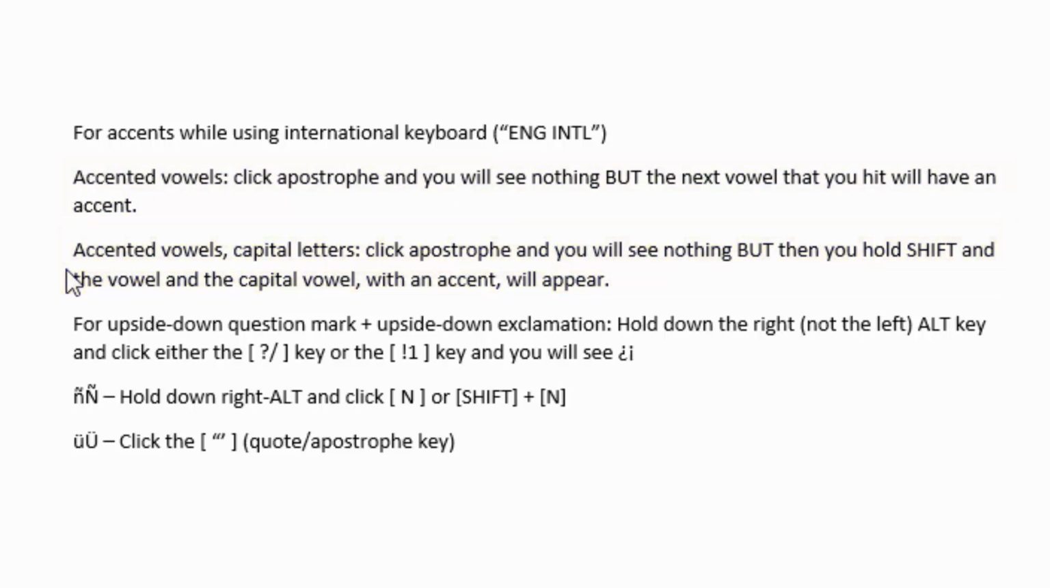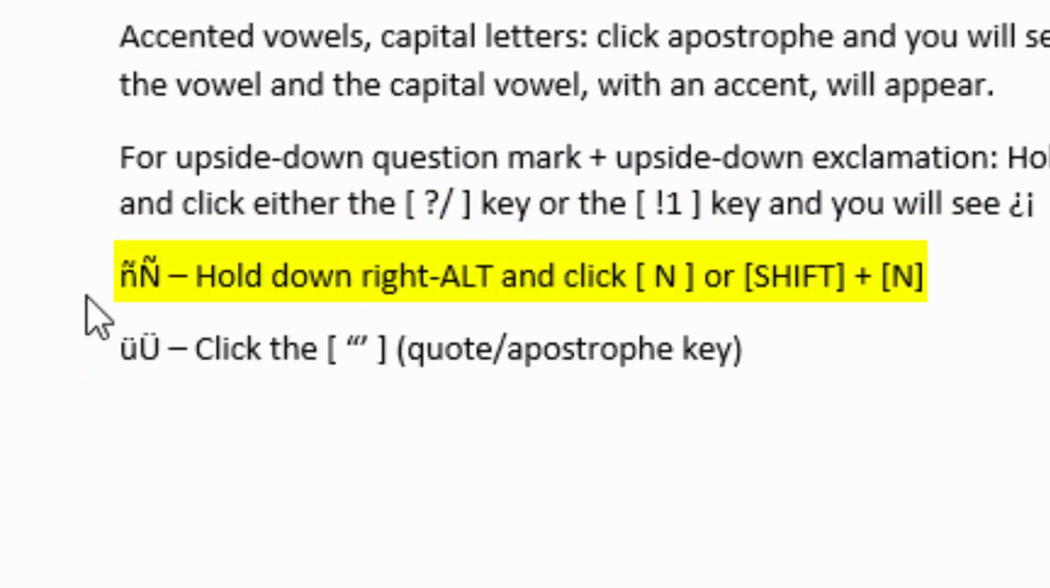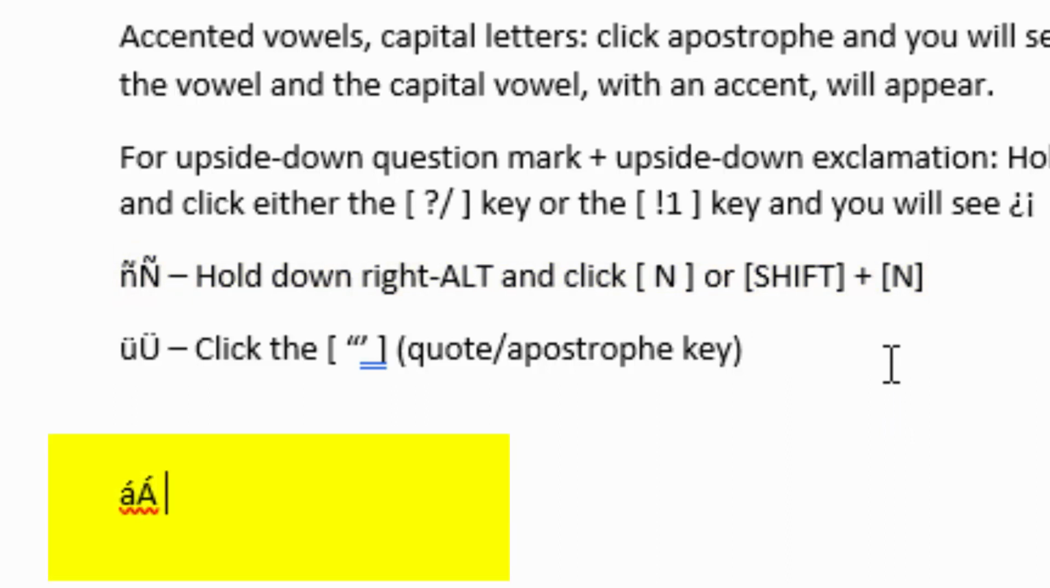To do an upside down question mark, I just hold down the right alt key and then do the question mark or exclamation mark. For the enye, I just hold down the right alt key and then hit N or shift N. And then it'll just show up on the screen. It's that easy. So if I need to accent a character, apostrophe A, and then I'll have an accented A.